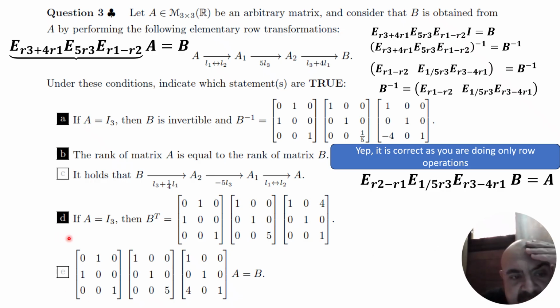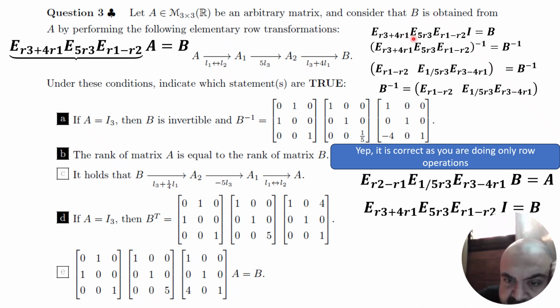Here he told you if A is an I, the unit matrix, then B transpose is going to be those. And here he is testing your understanding of the transposition of a certain matrix. From the beginning, I have this relation, which is B equals the I matrix times the 3 row operations, all the elementary matrices that exist in front of you. I would start with them.